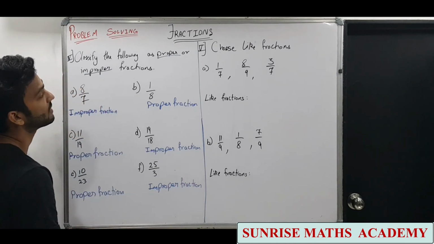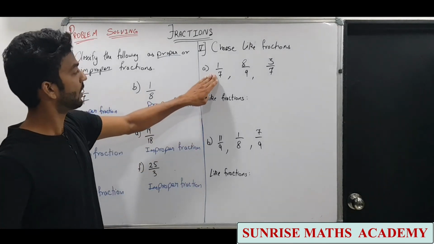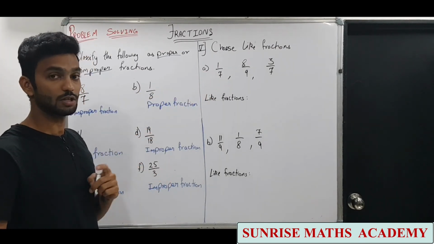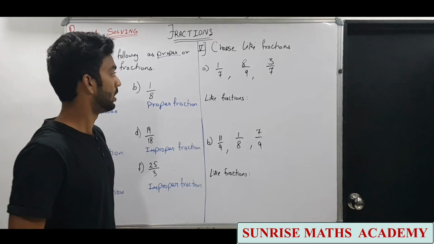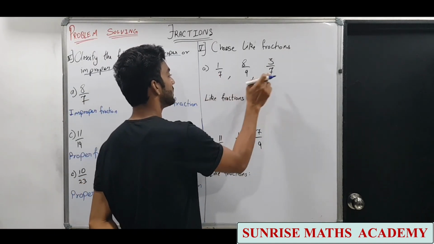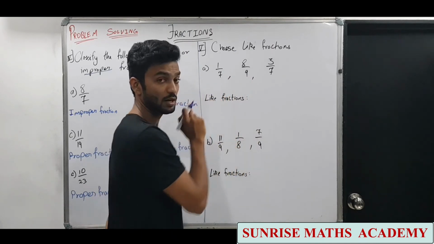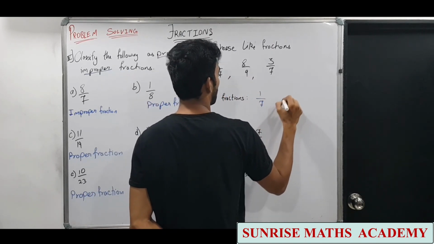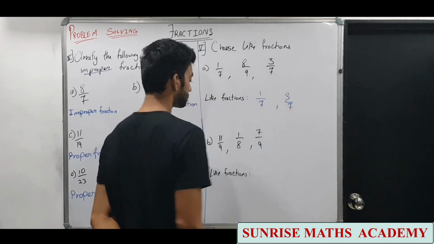Next question, choose like fractions. Now 3 fractions are given, from this we have to choose which are like. For like fractions, the denominator should be equal or the same. So we have denominators 7, 9 and 7. So these 2 fractions are like fractions. So we have 1 upon 7 and 3 upon 7.